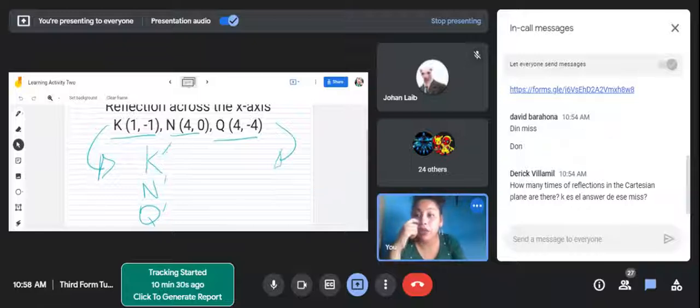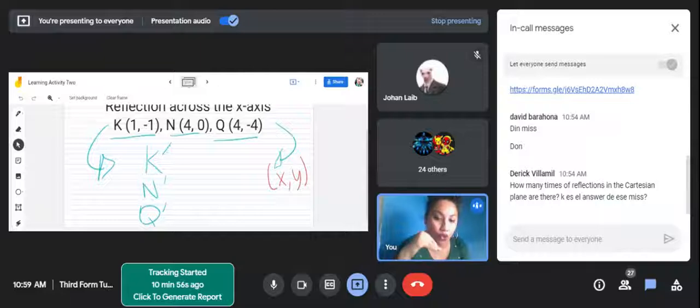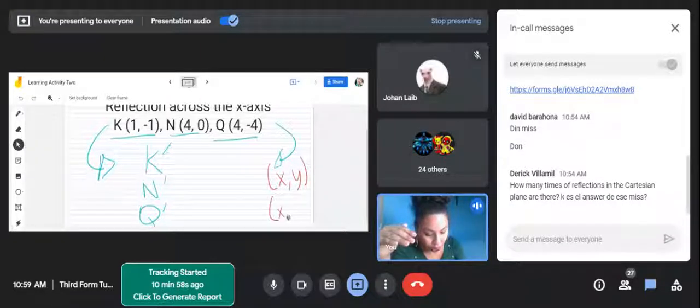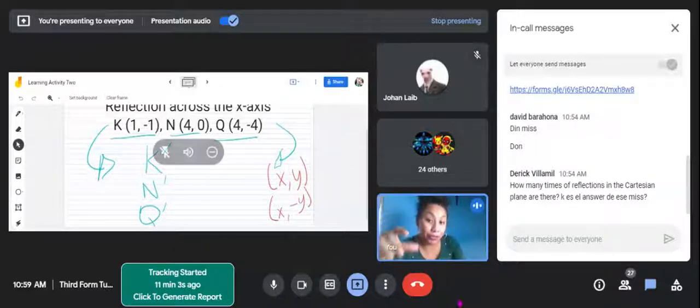Okay. So now if I go back and I remember what we talked about yesterday when we explained that there is like a cheat sheet. If I want to reflect something across the x-axis, then I need to remember that if they are giving me the point (x, y), for me to find the reflection over the x-axis, my new point is going to be (x, negative y), right? So that is what I have to remember.